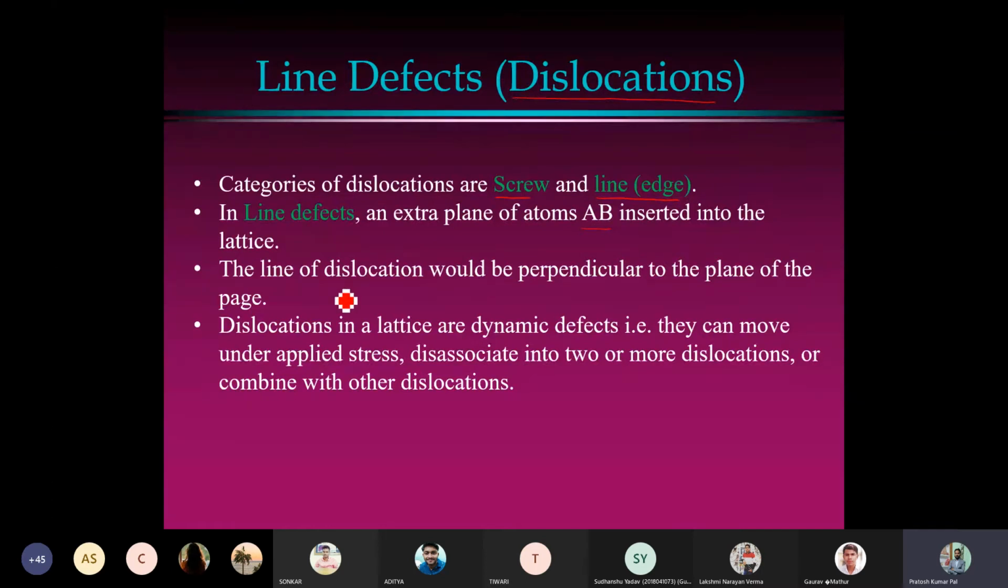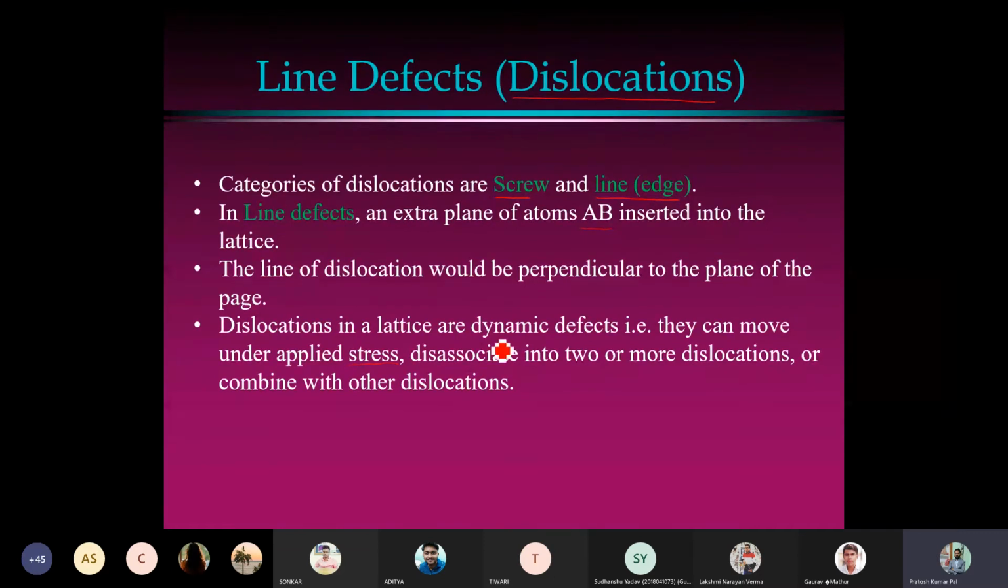Dislocations in a lattice are dynamic defects. So dislocations are basically dynamic in nature. That means they can move under applied stress. If there is some stress on the crystal, the dislocations can move, and also dissociate into 2 or more dislocations. So what happens if 2 dislocations are there? They can be attached to one another. If one is moving, another one will be moving. That's why it is called a dynamic defect.